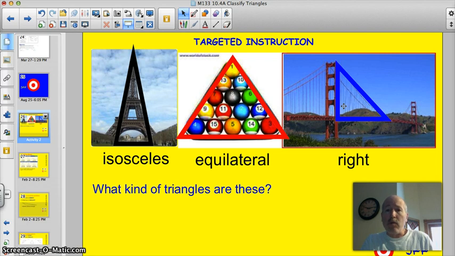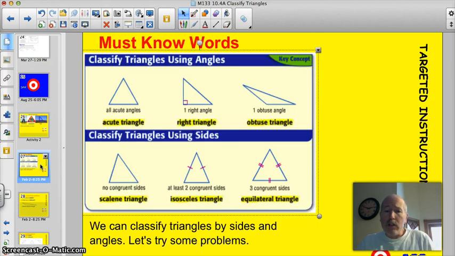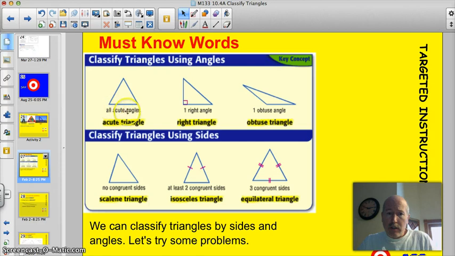These are some of the questions that we'll be using tonight to classify triangles. There are really two ways to classify triangles. First of all, by angles. This triangle here is an acute triangle. All of the angles are acute, which means they are less than 90 degrees. This one here is a right triangle. If it has a right angle, we classify it as a right triangle. This triangle here has an obtuse angle. That's an angle that's greater than 90 degrees, so we call it an obtuse triangle.